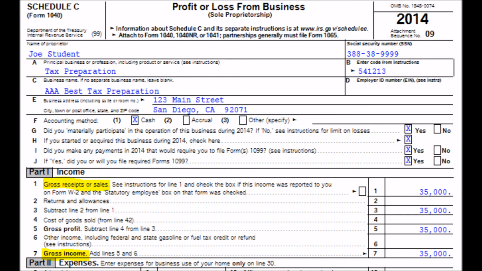All right, now we're looking at the top half of Schedule C. Pay particular attention to the questions. Here we note that it's a cash method of accounting, that he materially participated. We're going to talk about those two items in later chapters. It's a first-time business, and did he make any payments that require him to file Form 1099? We answer that question affirmatively. He paid rent, and usually your landlord will need one.